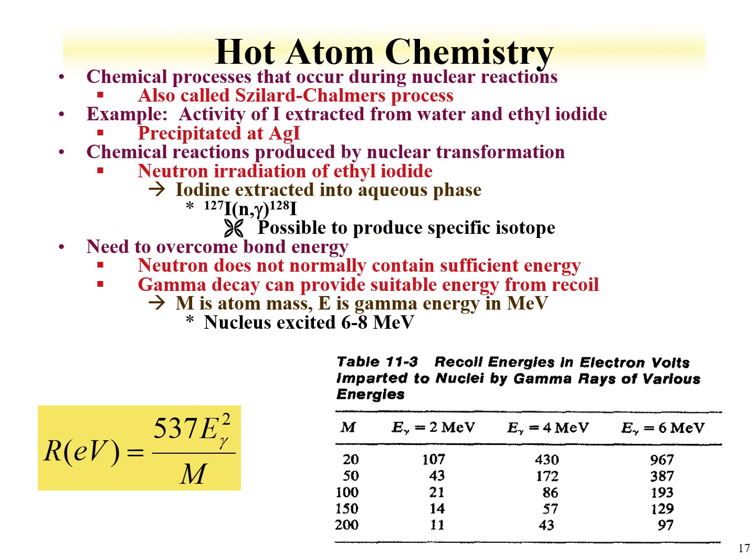In order for this hot atom chemistry to occur, the reaction needs to overcome bond energy. Neutrons normally don't provide sufficient recoil energy. However, from a nuclear reaction, you can get gamma decay. The recoil energy from the gamma decay can be calculated here with this equation. And if we look here at the table that's taken from Nuclear and Radiochemistry, we get the recoil energies in electron volts imparted to nuclei by different gamma energies for different masses. And remembering that we don't need that much energy, depending upon the gamma energy, to achieve a breaking of a chemical bond, since chemical bonds are only on the order of tens of electron volts.